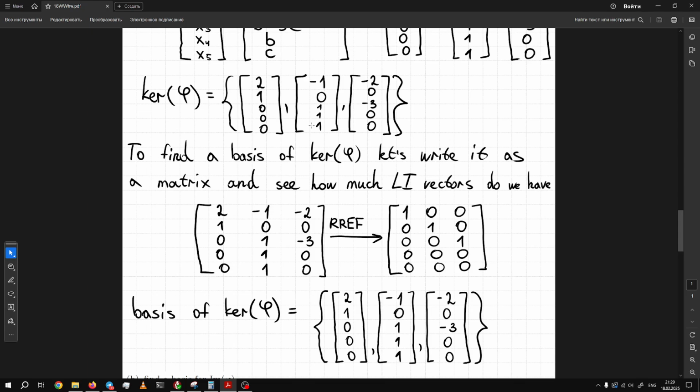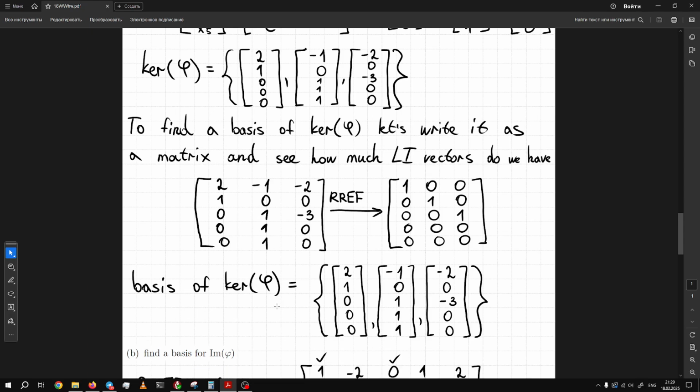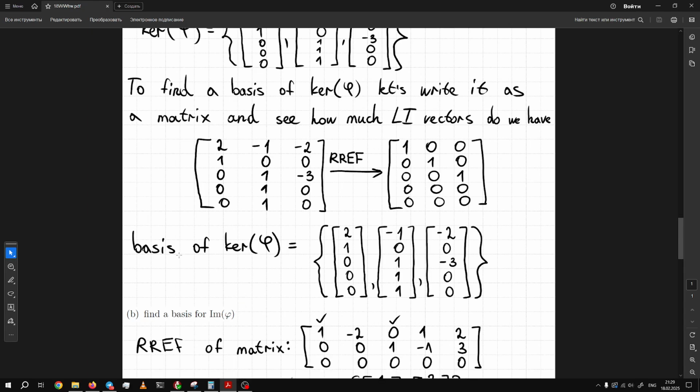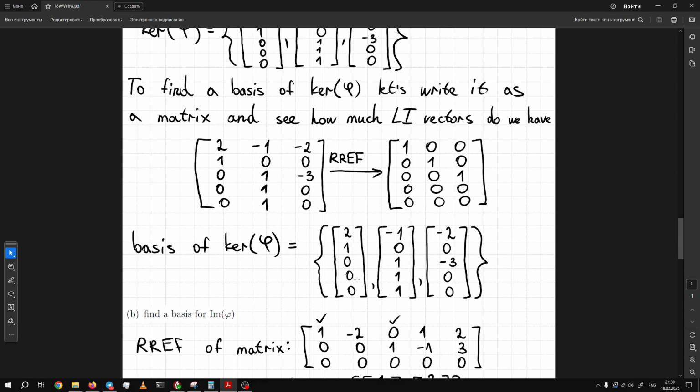We write these three vectors as one whole matrix and apply reduced row echelon form. And as you can see, there we have all linearly independent vectors in this matrix. So that means that every column, every vector from each column, is also linearly independent, and that means that our basis is the same as our kernel of transformation phi.